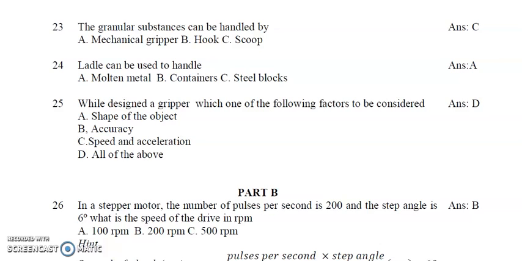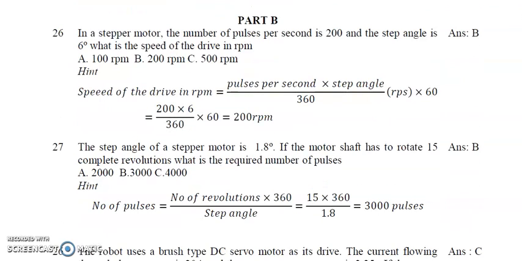Question 25. While designing the gripper, which one of the following factors should be considered? A, shape of the object, B, accuracy, C, speed and acceleration, D, all of the above. We have to consider the shape of the object, accuracy, as well as speed and acceleration, all the factors. So D, all of the above, is the right answer. Next we are going to see the Part B questions.